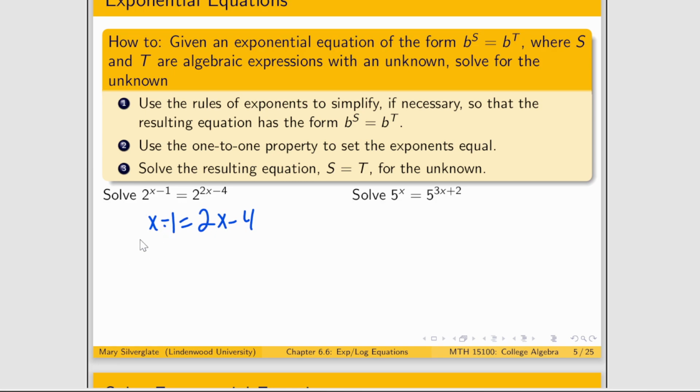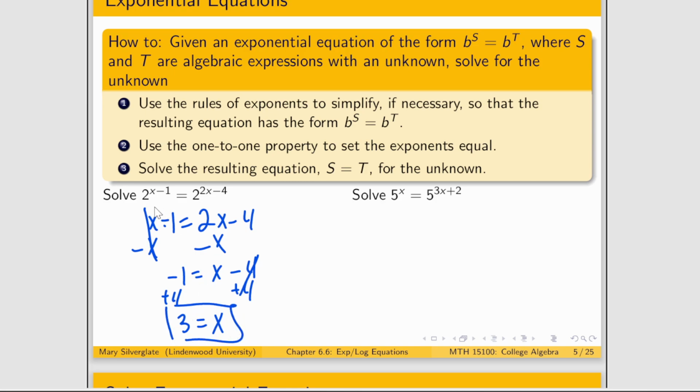I personally like dealing with positive x's, so I'm going to undo x on the left by subtracting x on both sides. x minus x makes 0. I'm left with negative 1 is equal to 2x minus 1x, which leaves me with x. Drop down the negative 4. And then as a last step, I want to undo subtracting 4 by adding 4 to both sides. Negative 1 plus 4 gives me 3. And then x is equal to 3.